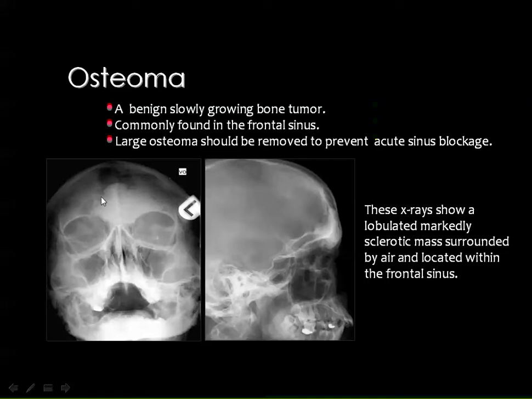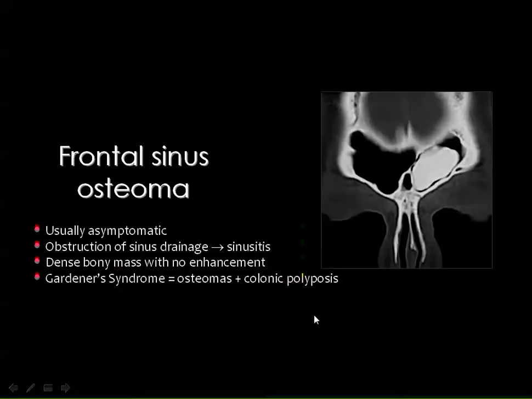You see a very big osteoma occupying the frontal sinus in the sinus view and also in the lateral view. And you can see this osteoma in the CT scan as well. Osteomas are usually asymptomatic, but they may obstruct the sinus drainage, leading to sinusitis.